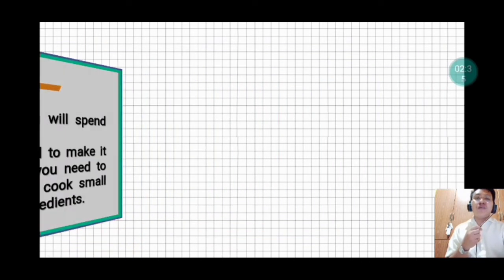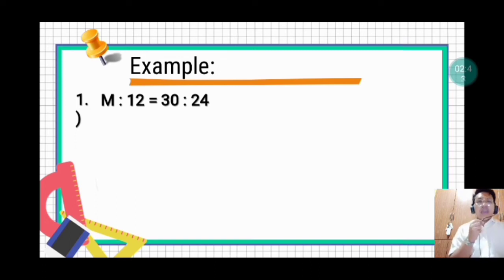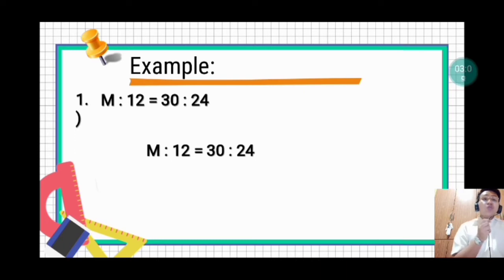So, let's have an example on problem solving. Okay? M is to 12 is equal to 30 is to 24. First, of course, we need to write it down. The given: M is to 12 is equal to 30 is to 24. Ayan, sinulat na natin yung given. After that, we need to identify the extremes. Anyone, what do you think are the extremes? Alright, very good. Our extremes are M and 24. Okay. How about the means? Alright. Our means are 12 and 30.